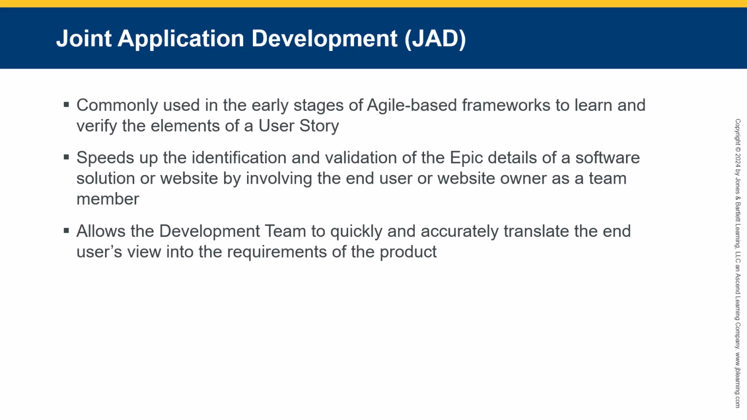We also have Joint Application Development, our JAD. This is commonly used in earlier stages of agile-based frameworks to learn and verify the elements of a user story. The user story is essentially requirements, their likes, their wants, things like that. This will speed up the identification and validation of epic details of a software solution or website by involving the owner or the end users and team members. This allows the development team to quickly and accurately translate the needs into the requirements of the product.